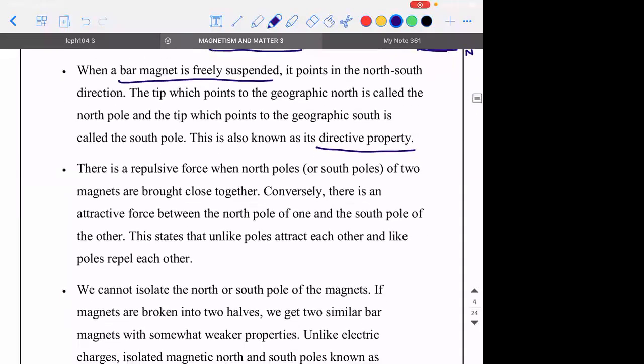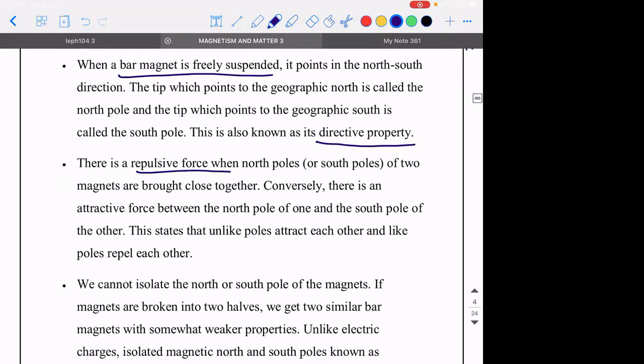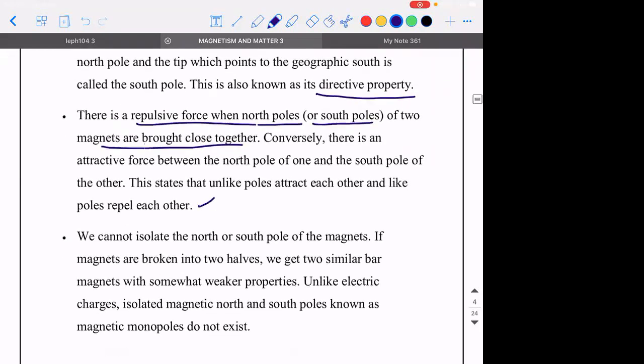Third, there is a repulsive force when the north poles or south poles of two magnets are brought closer to each other. Conversely, there is an attractive force between the north pole of one and the south pole of the other. This states that unlike poles attract each other and like poles repel each other. There is also a known fact.